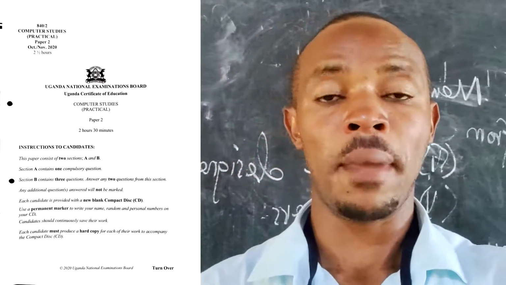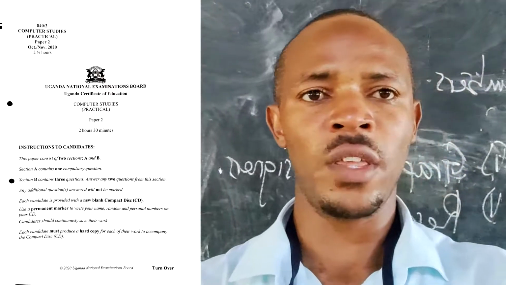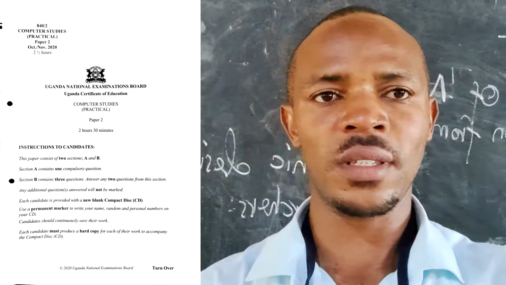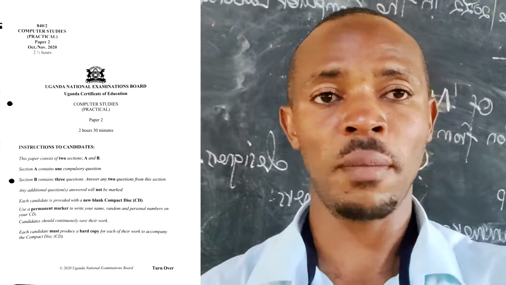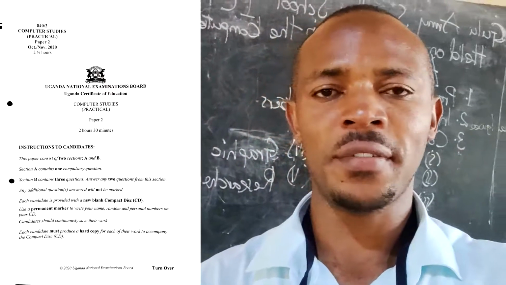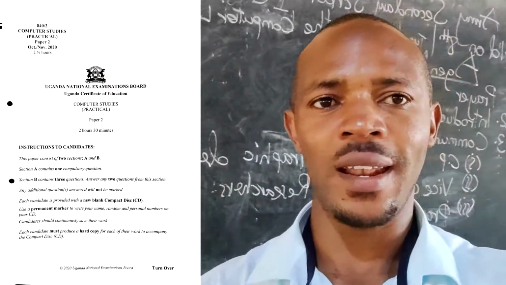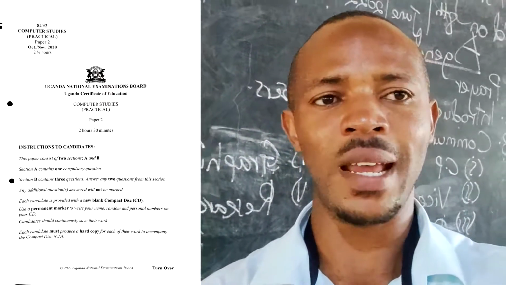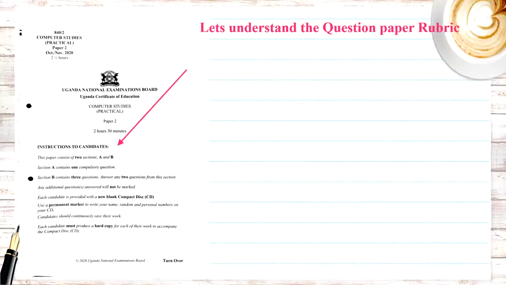We're going to have a computer studies practical on the past paper of UNEB 2020, paper 2, that is for the UCE. We want to try and attempt this question paper and see how we handle it. Please be attentive, watch, and learn. Practice afterwards. You are most welcome. Thank you. Let's understand the question paper rubric.